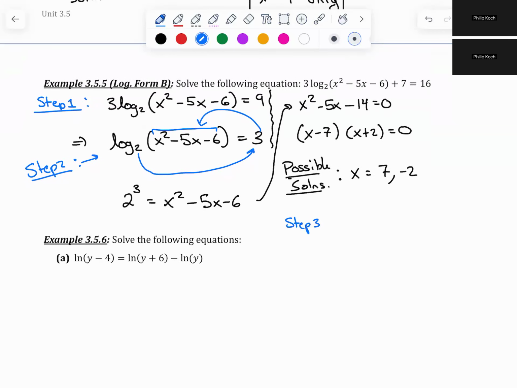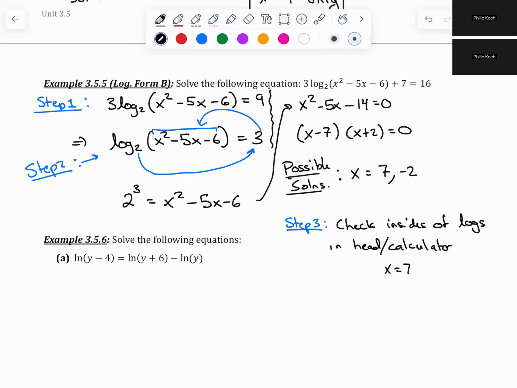Step 3. Unless there's any questions so far. From now on, I'm going to be checking it in my head. So plugging in 7, 7 squared is 49 minus 35, that's 14, minus 6, that's 8. That's good. Plug in negative 2: 4 plus 10, that's 14, minus 6, that's 8. That's fine. So step 3, check in head or calculator. Check the insides of logs in head or calculator.